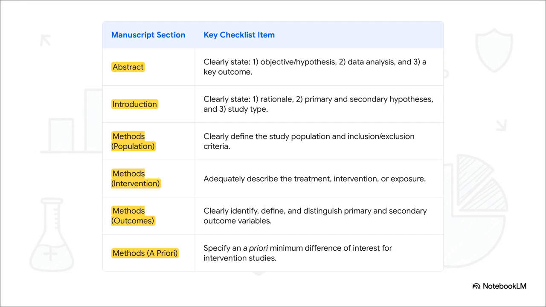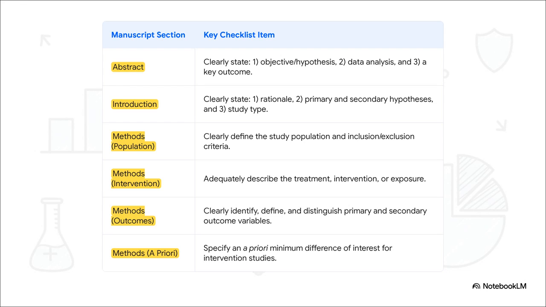In the methods, everything has to be crystal clear. Who did you study? What exactly did you do to them? What were you measuring? And pay really close attention to this last one, because this is a total game changer. For intervention studies, you have to state before you even run the numbers what you as a clinician consider a meaningful difference. This isn't a statistician's number, this is your clinical judgment, and it becomes the measuring stick for your entire study.